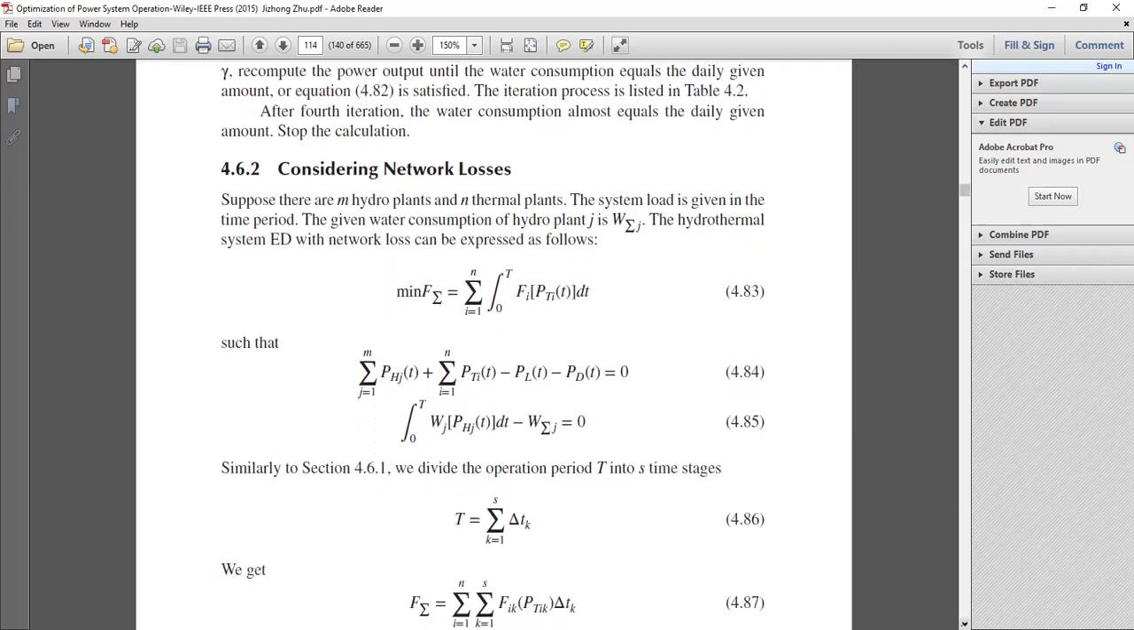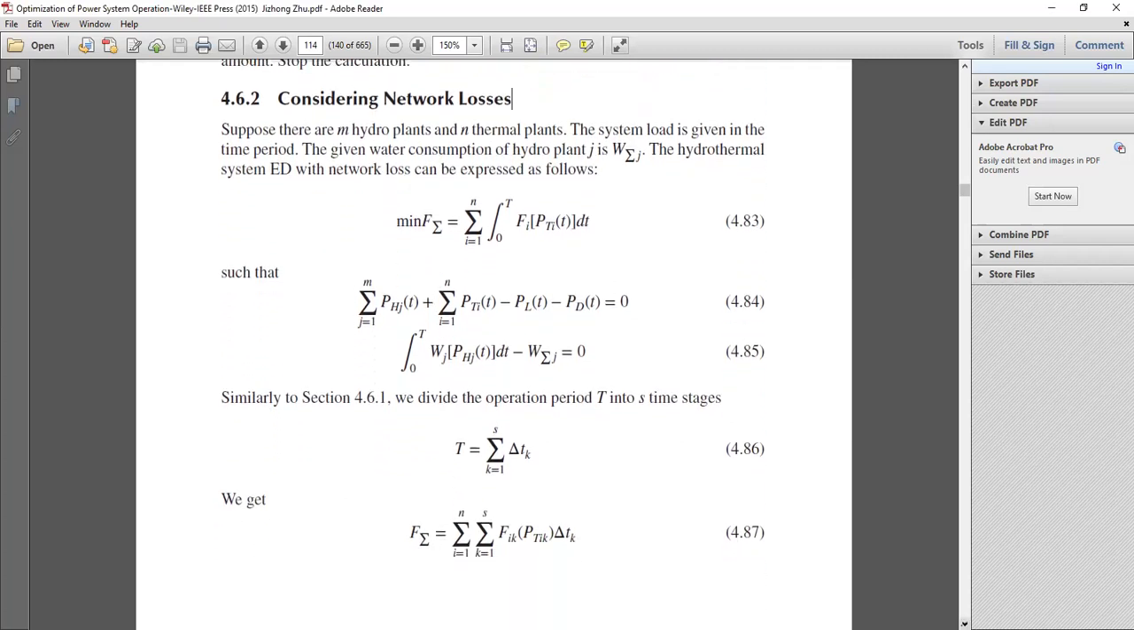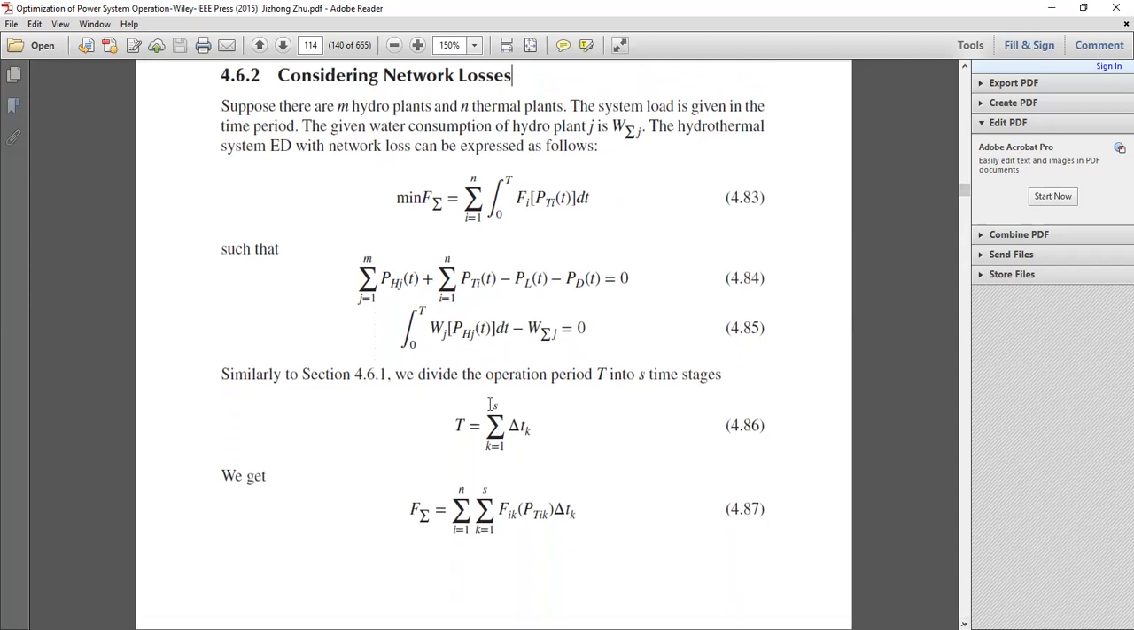So similar to the previous section, that is 4.6.1, hydrothermal scheduling without network loss, what we do again, we take the total time period T and we sample it with the help of del T. Kth instant, k is the index from 1 up to S. So we discretize our objective function 4.83 as before. So we have F summation. Already we have this discrete term, summation of i equals 1 up to N for all the thermal units. And this integral we are going to replace by this summation k equal to 1 up to S. And at the end, instead of dt, we are going to use del Tk, Fi of Pti of k. This is 4.87.